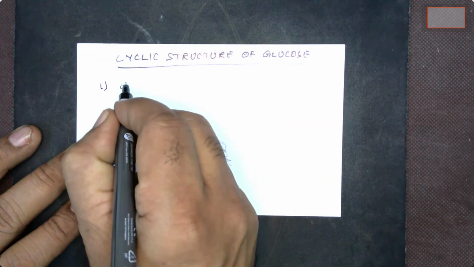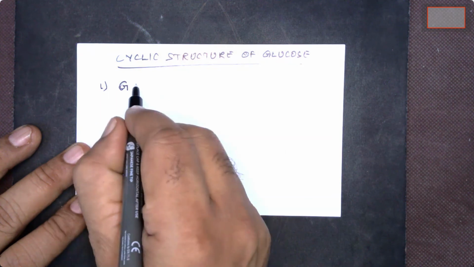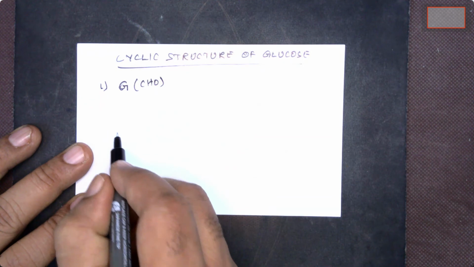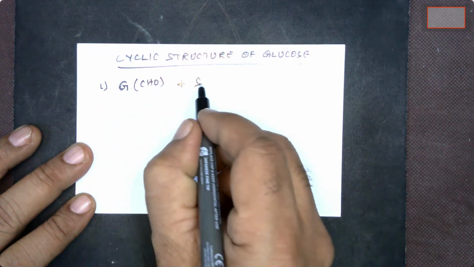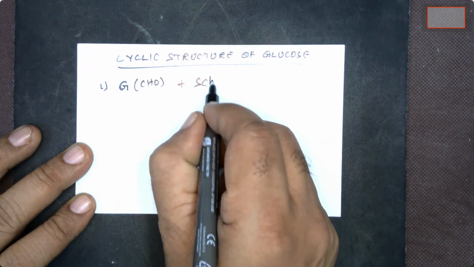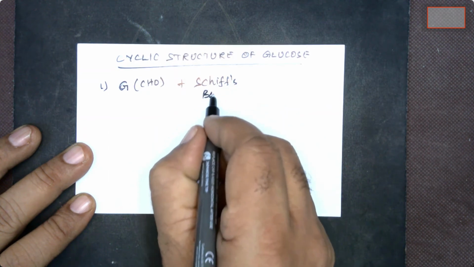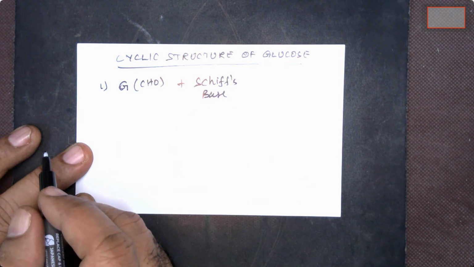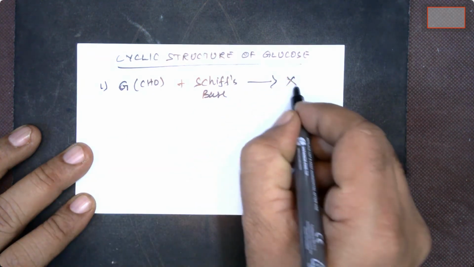Let me put glucose as G. So it possesses CHO. It is expected to react with Schiff's reagent, being an aldehyde. So Schiff's test. It was expected to be positive, but this does not react.